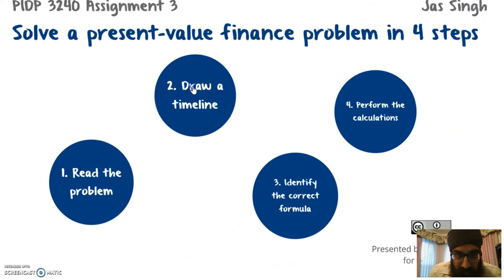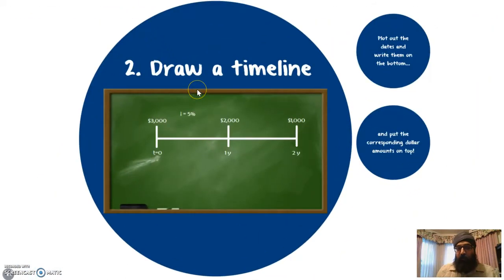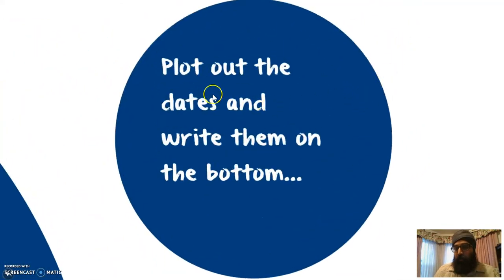Moving on to step 2, which is drawing a timeline. What we do here is we draw a straight line and we make notches on it to illustrate the dates. So clicking on the first bubble here, plot out the dates and write them on the bottom.